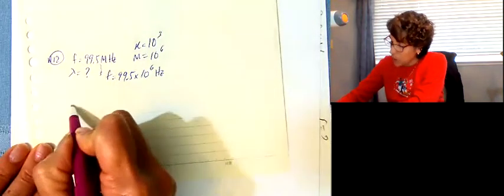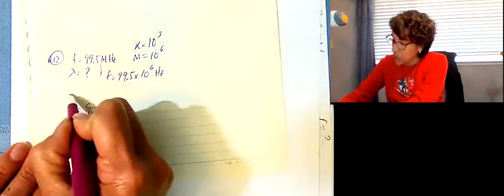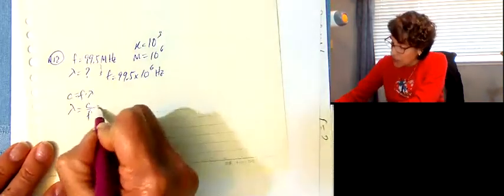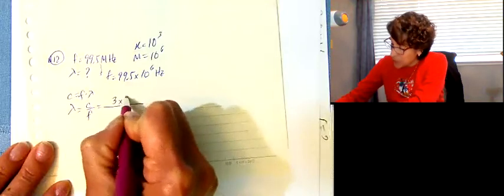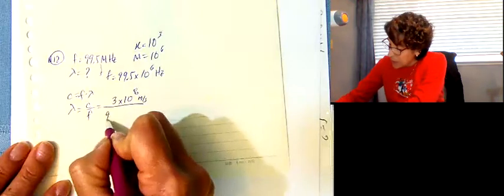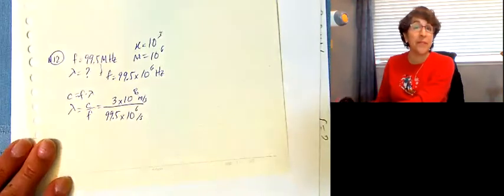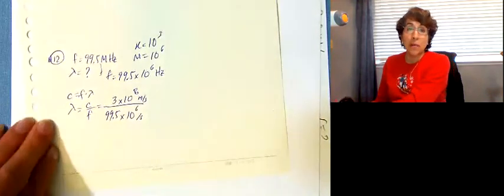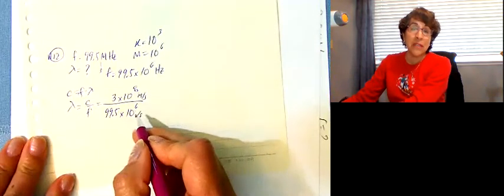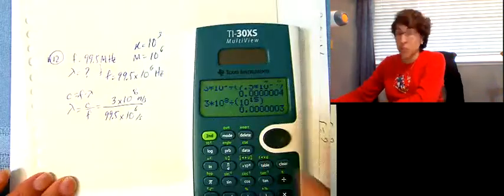So again, I want to know the wavelength, which is c over the frequency, because you've already written down that c is equal to frequency times lambda. So what's c? c is 3 times 10 to the 8th meters per second, and my frequency has to be 99.5 times 10 to the 6th per second. It's like 3 divided by 100, and then 10 to the 8th divided by 10 to the 6th will be 10 squared, just to check and see if your answer makes sense.